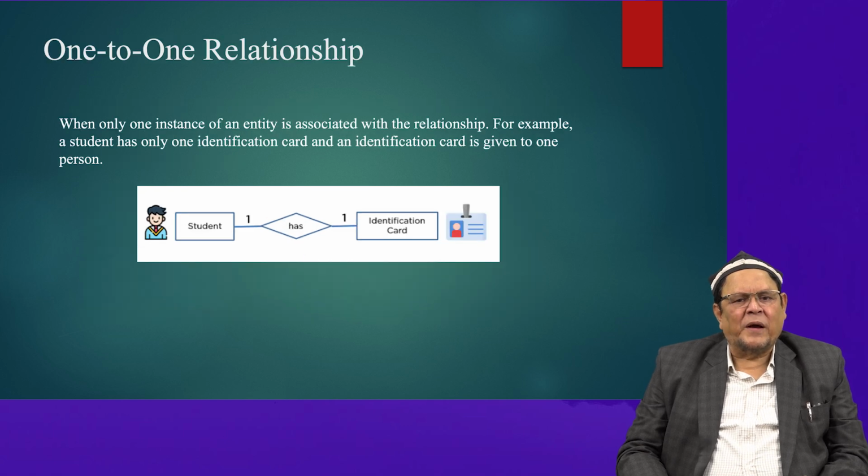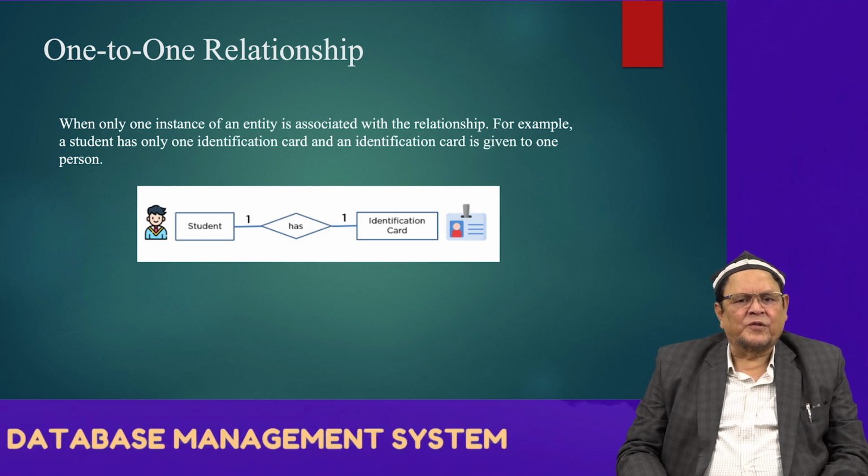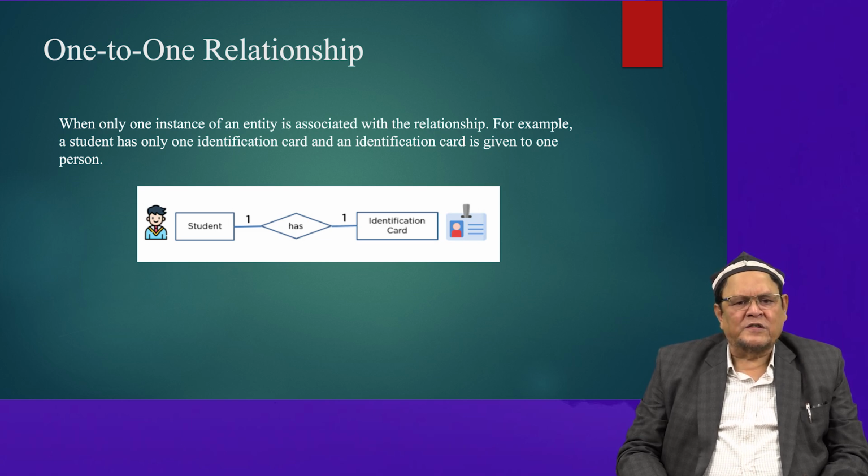What is a relationship and what are its types? One-to-one relationship. This is when only one instance of an entity is associated with the relationship. For example, you have two types of things in your database, like person and passport.